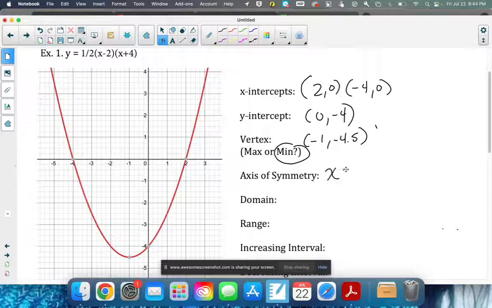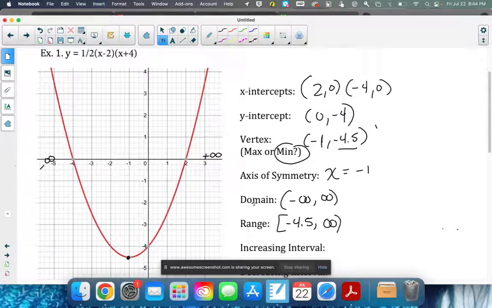All right, our axis of symmetry, remember, is the line that goes through the x of the vertex. So x equals -1. We could actually draw that and see the symmetry. The domain has not changed. We are still dealing with everything from the left to the right of the x-axis, so from negative to positive infinity. And the range, again, is based on the vertex. That is the lowest point on the graph. We already said that was a minimum. So our graph starts at -4.5. And since it goes up from there, it goes to positive infinity on the y-axis.